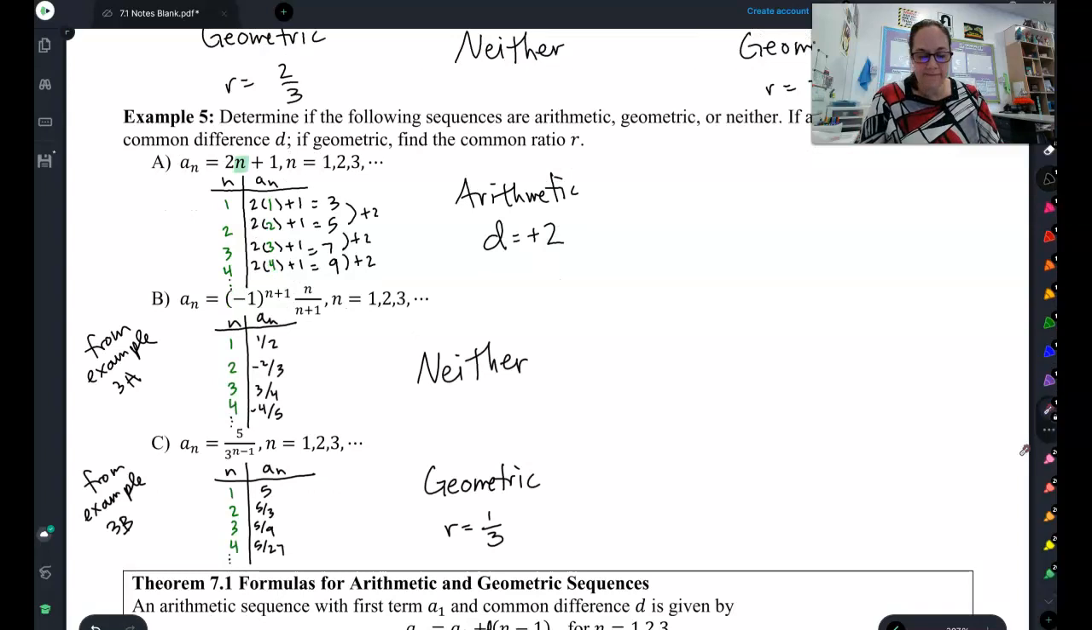Let's check your work. So that one I just pulled from example 3A, my answers. That is neither. I'm not adding, subtracting, or multiplying the same number over and over. This one, I pulled the answers from 3B, and I am timesing by 1/3 to get each answer. So that is geometric with r equal to 1/3.